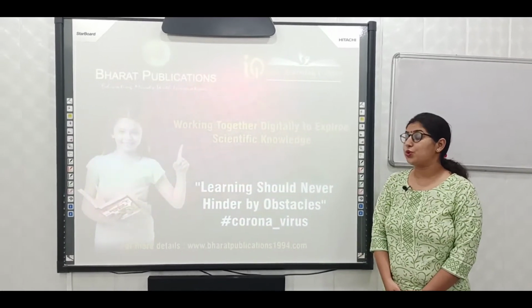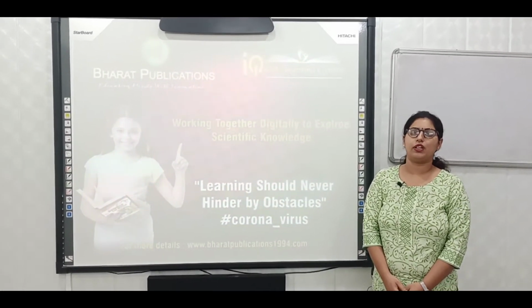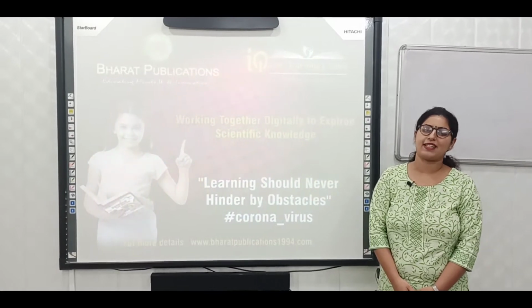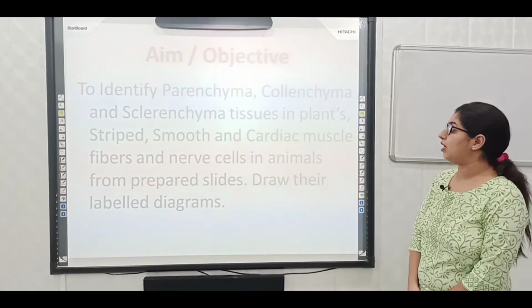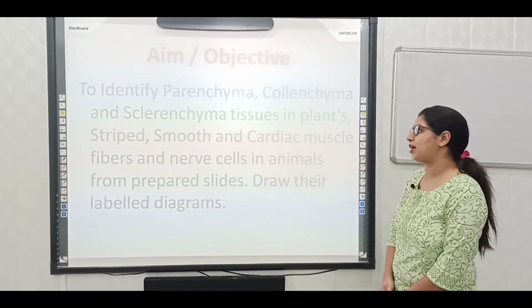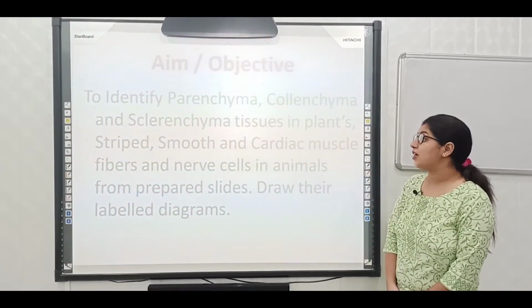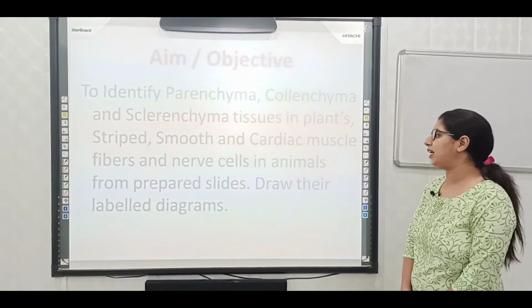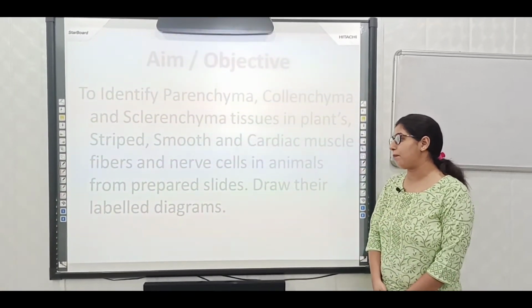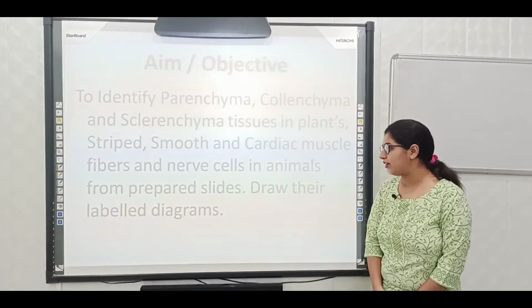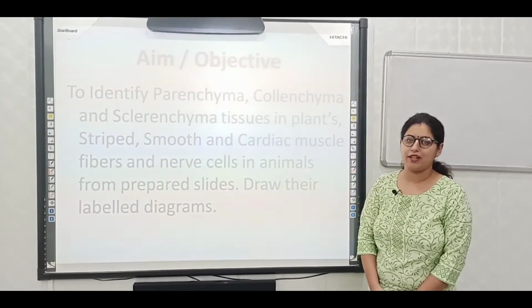Hello students, today we are going to start the new activity related to subject biology of class 9. Its aim is to identify parenchyma, collenchyma and sclerenchyma tissues in plants, striped, smooth and cardiac muscle fibers and the nerve cell in the animals from prepared slide. Draw their labeled diagrams as well.